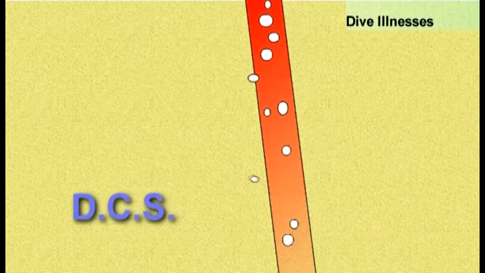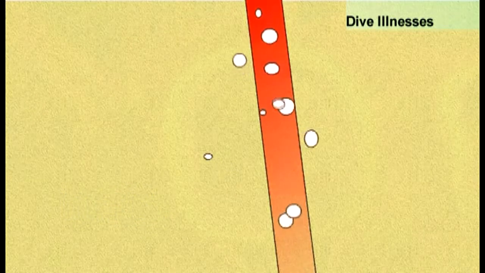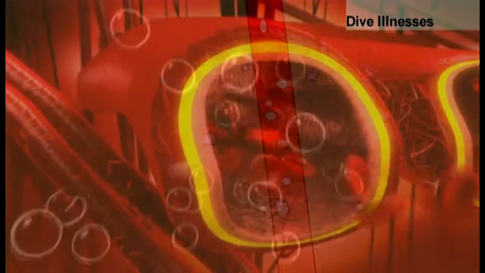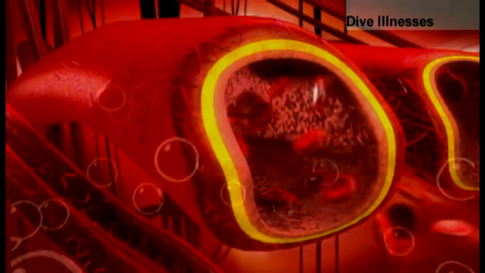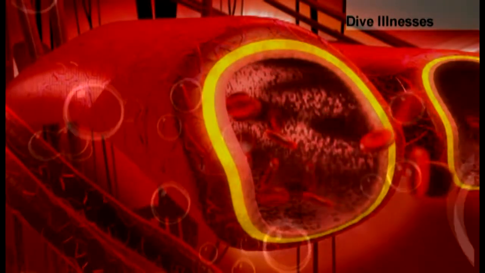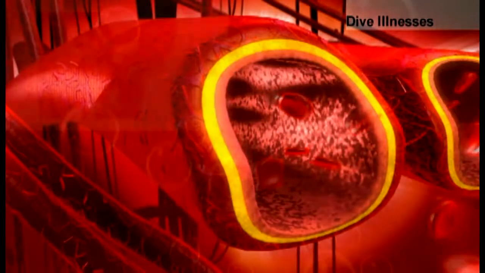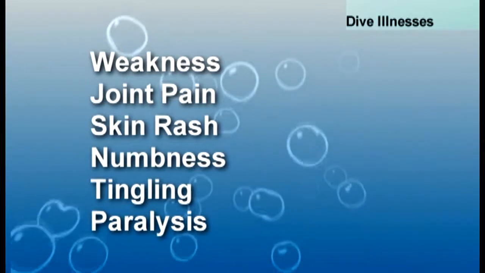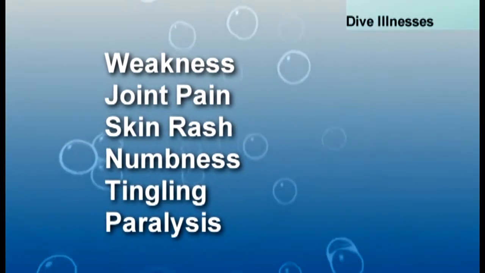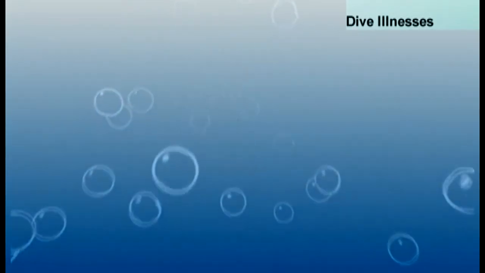Decompression sickness. Decompression sickness, or DCS, occurs simply when the gases that we in-gas at depth outgas too quickly on ascent. This rapid form of outgassing creates gas bubbles in the tissues or blood before it's able to diffuse into the lungs and be eliminated by our out breath. The symptoms may appear immediately after a dive or up to a few days afterwards. The symptoms include weakness, joint pain, skin rash, numbness, tingling, and paralysis.